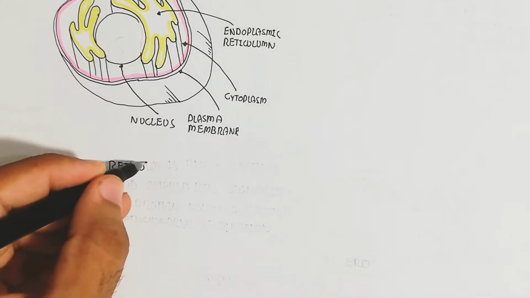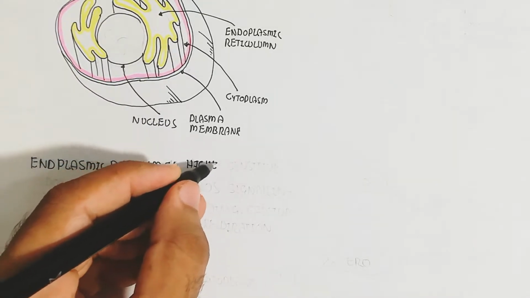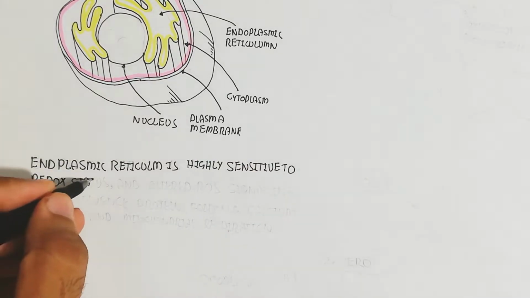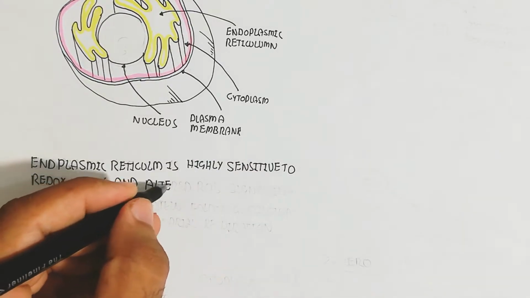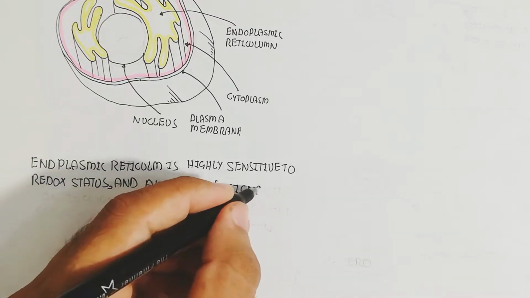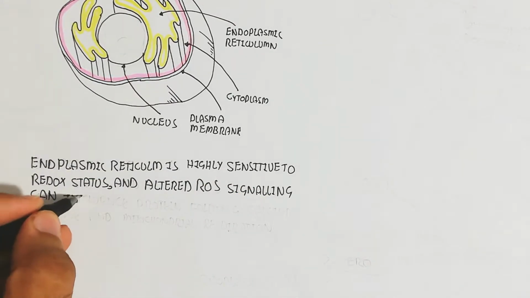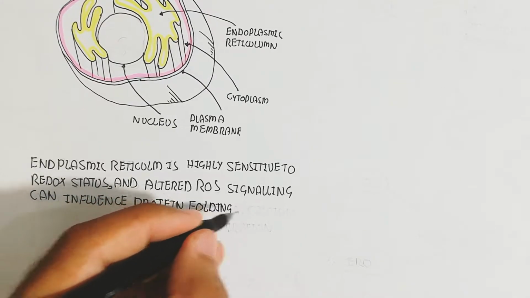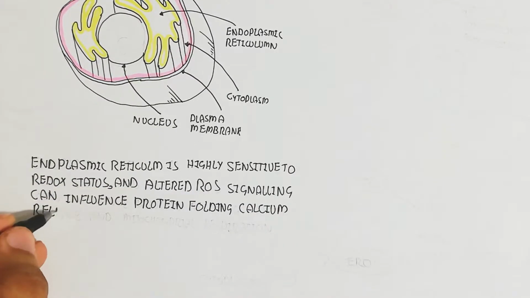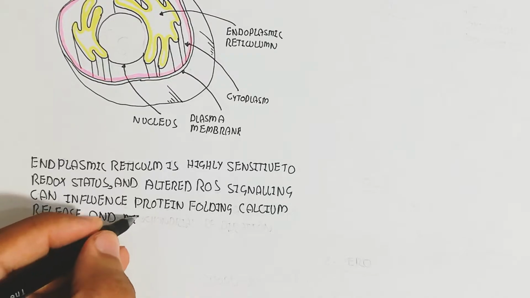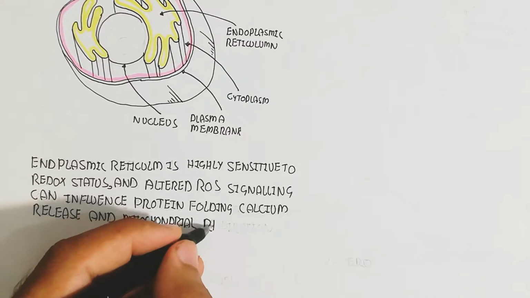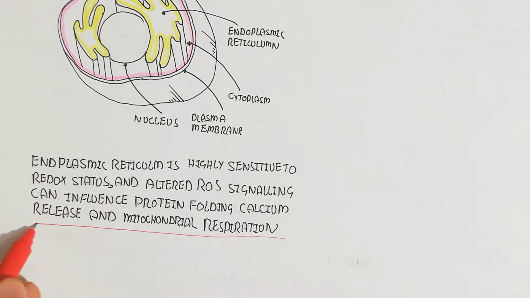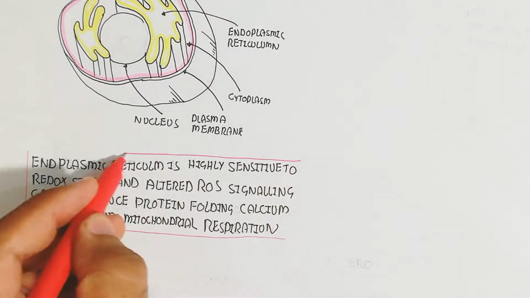The endoplasmic reticulum is highly sensitive to redox status and alterations. Reactive oxygen species signaling can influence protein folding, calcium release and mitochondrial respiration. So mitochondrial respiration is very important. And in this way, the endoplasmic reticulum is highly sensitive to redox status. So it means the reduction.